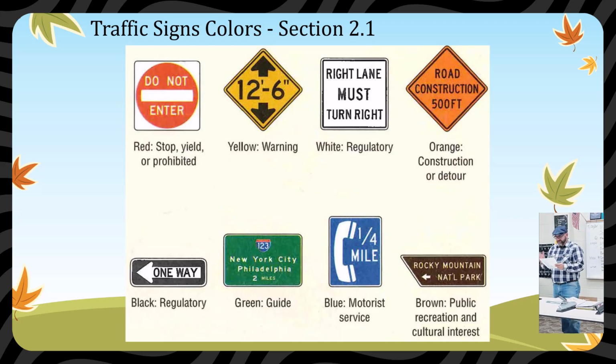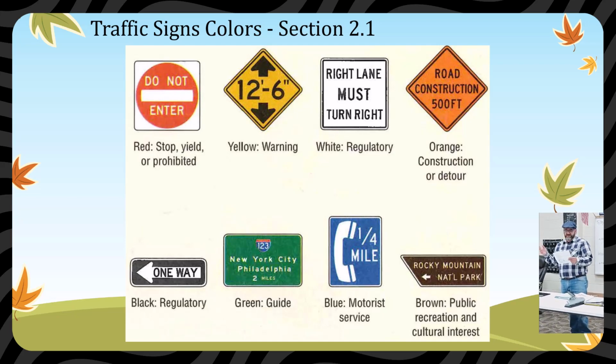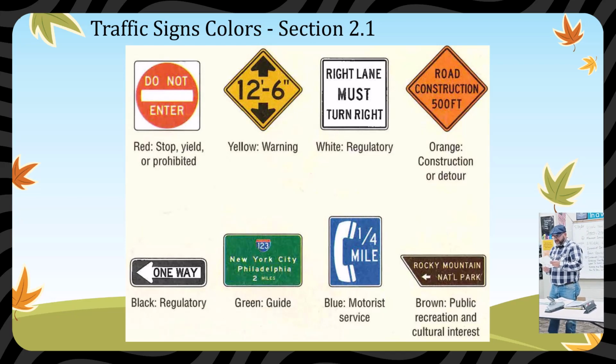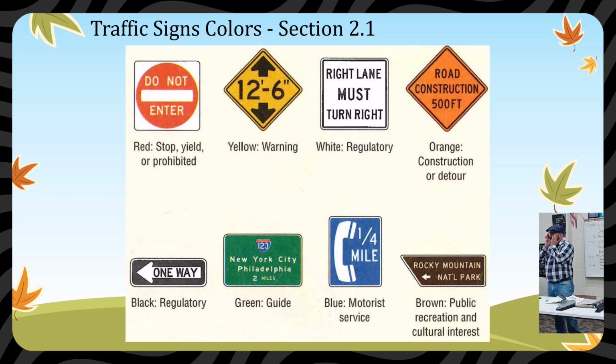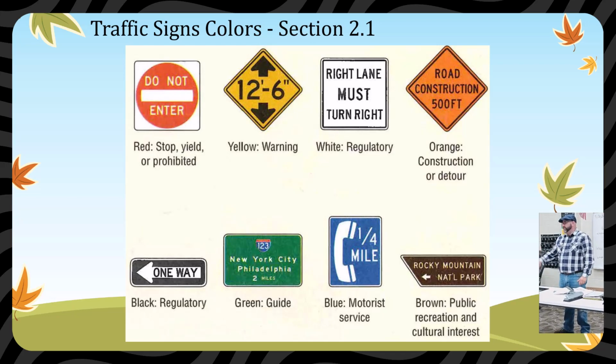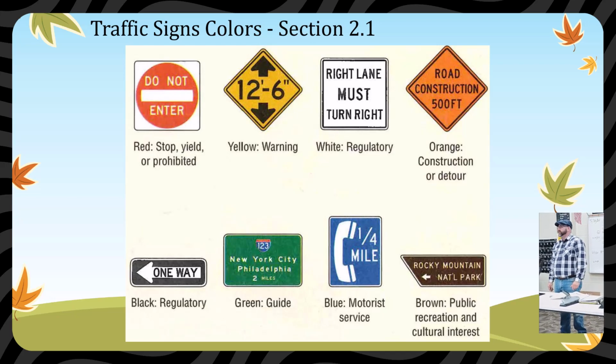White means regulatory, okay? It's guiding you, letting you know something. Orange is construction or detour. Black is regulatory. Green is a guide. Your blue is usually a service of some kind. And then your browns are national parks, recreational things. They might tell you, like this is telling you where you're going to the Rocky Mountain National Park. Sometimes they'll tell you where a jogging trail is, that kind of stuff, but they're typically brown.